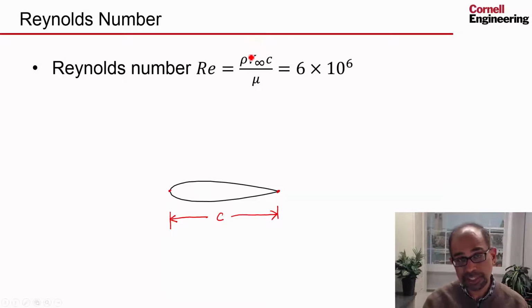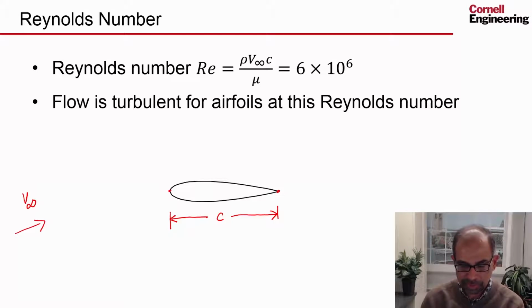You also need a velocity scale in the Reynolds number, and what's used is the so-called free stream velocity. We have the flow coming in at an angle called the angle of attack. The free stream velocity is the velocity far upstream of the airfoil. We're looking at this in a frame of reference moving with the airfoil, so the flow is coming in, and the airfoil is not moving in that frame of reference.